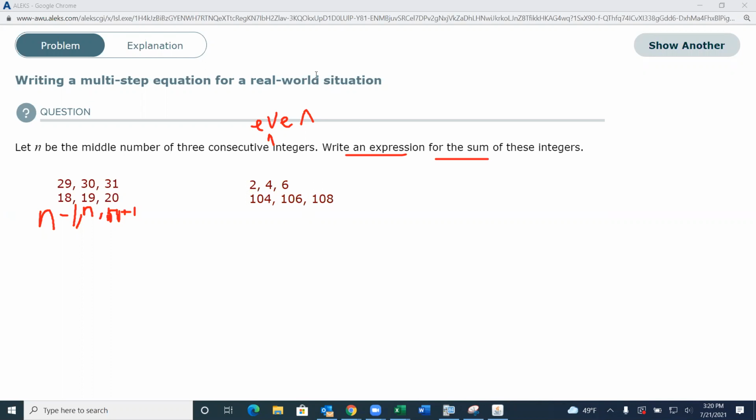Okay. So if we were going to do the same thing, we would say, all right, n is still the middle number. The one that comes before it is always smaller than that by 2, and the one that comes after is bigger than the middle number by 2. So if you do consecutive even or consecutive odd numbers, this is what you get.